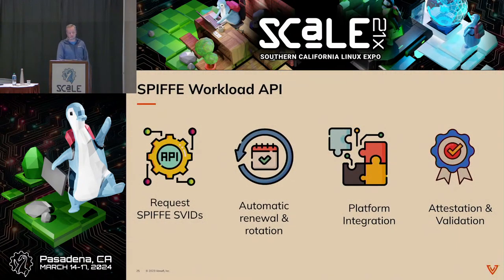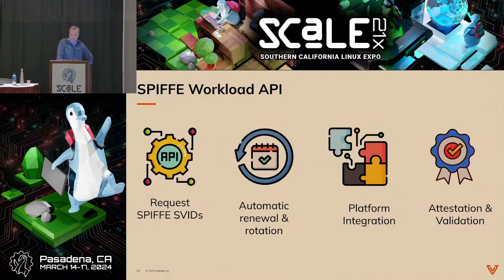The SPIFFE workload API preferably runs on a local socket, or at least only listens on localhost of a node, as it's unauthenticated. This API is the way to retrieve SPIFFE SVIDs. It is responsible for the automatic renewal and rotation of our SPIFFE SVIDs, as we want them short-lived. It is quite common for a SPIFFE SVID to only have a lifetime between 1 and 24 hours.